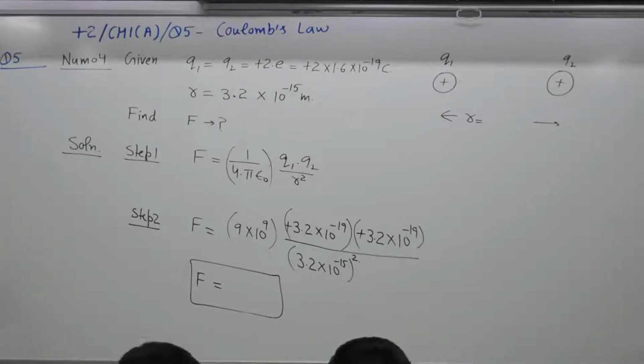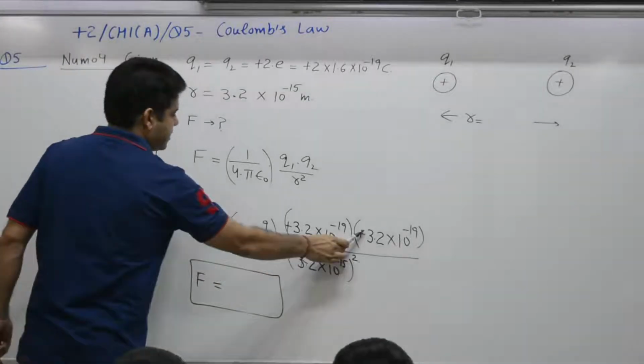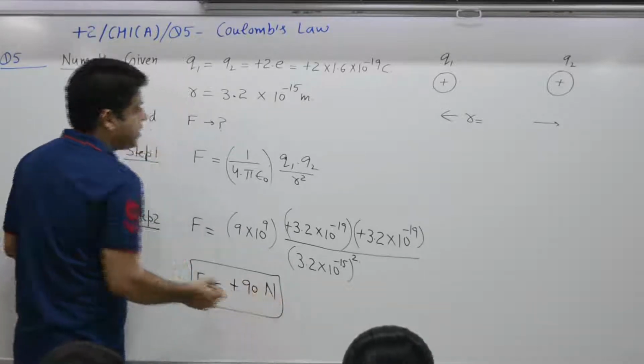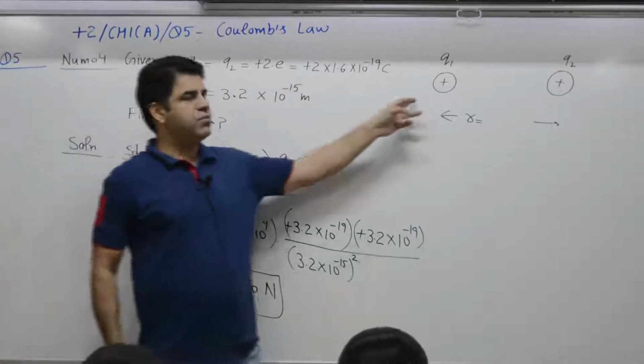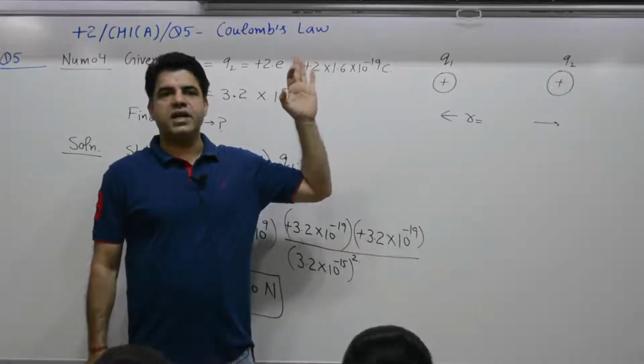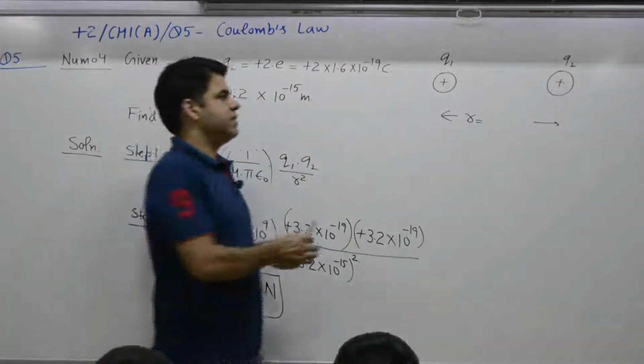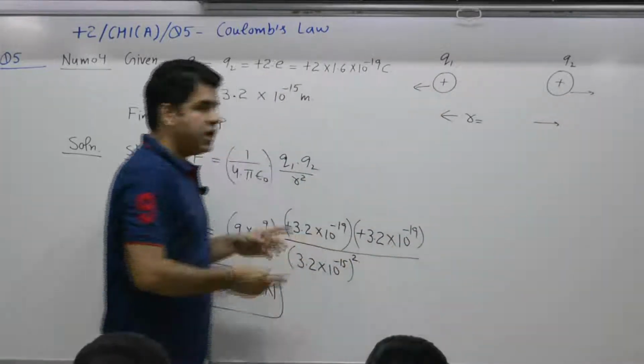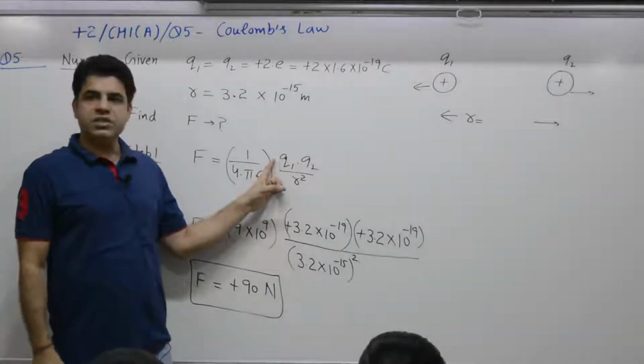Comes out to be what? Yes. 90 plus or minus, this is plus, so it is plus. This formula, see from the concept, both are positive charges. Force will be attractive or repulsive? Repulsive. Force is repulsive. This formula takes into account this aspect.